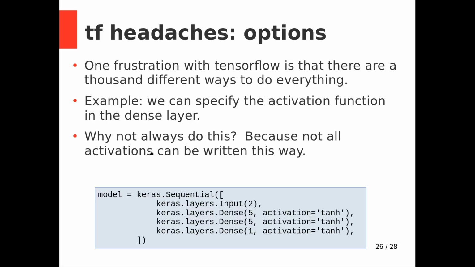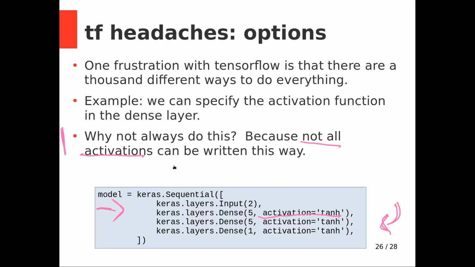One trivial thing that we could do is specify the activation in the layer. So here is an even more concise way to write that model. So why not always do this? Why didn't I do this? Because this is really short and really easy to read, and it would be easy to change. Well, not all activations can be written this way.